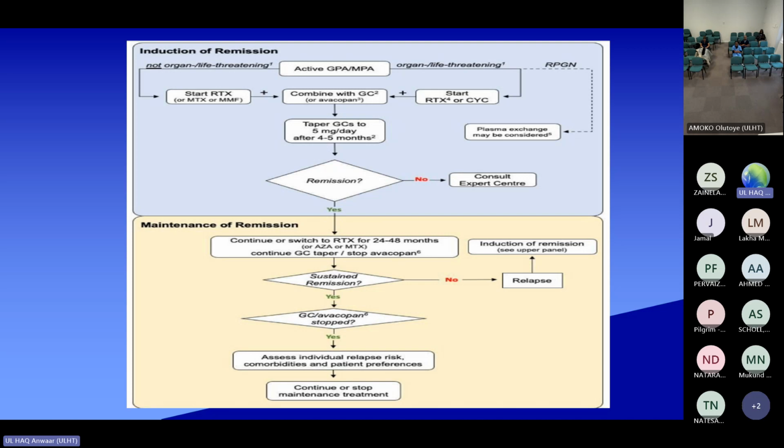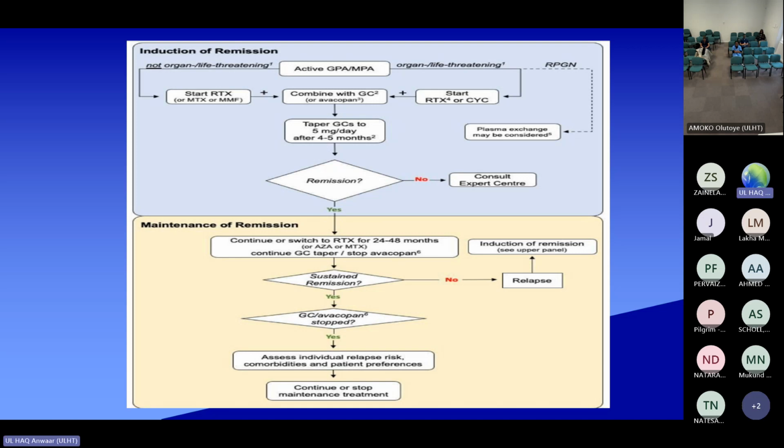Unfortunately, it's not accessible to the rheumatology department in this hospital, but the renal department is using avacopan here. We have to rely on glucocorticoids until they give us approval to start avacopan for the patient. If it is not life-threatening, we can start with methotrexate or MMF, and start glucocorticoid at the same time. If it is life-threatening, we have the option of rituximab or cyclophosphamide with glucocorticoid, or plasma exchange can also be considered if they are not working.